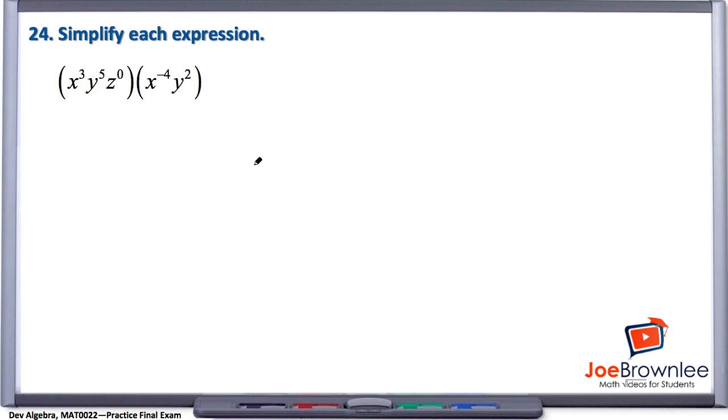Number 24, simplify the expression, and we've been given x cubed y to the fifth z to the 0 times x to the negative 4 y squared. All right, well, this is similar to number 23. We are multiplying these two expressions together, and so we're going to do number to number, like variable to like variable. Well, in this case, we don't have any coefficients in front of these variables to multiply, and so we don't have to worry about doing number to number, but we are going to do like variable to like variable.